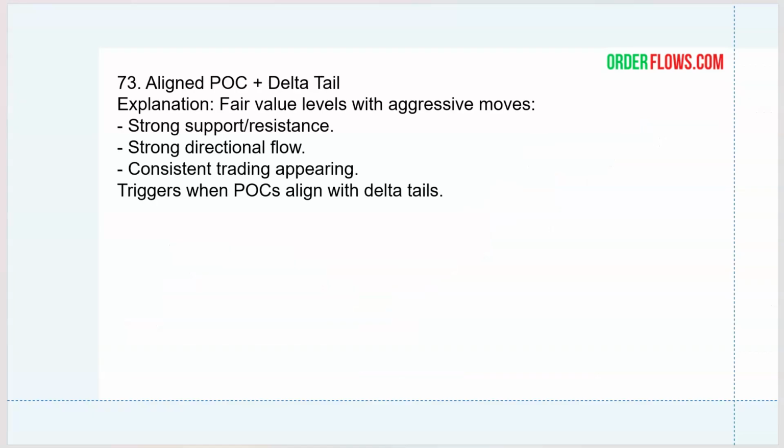All right, number 73 is the aligned point of control plus a delta tail. The explanation is fair value levels with aggressive moves. You have strong support resistance, strong directional flow, consistent trading appearing, and it triggers when POCs align with delta tails.